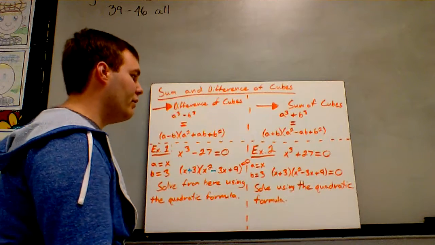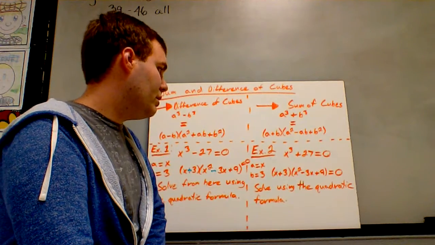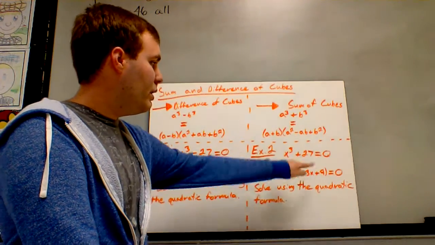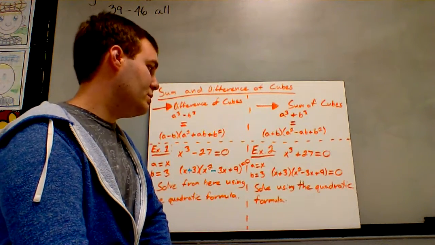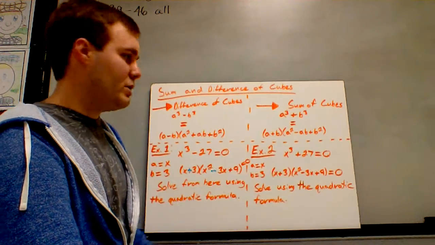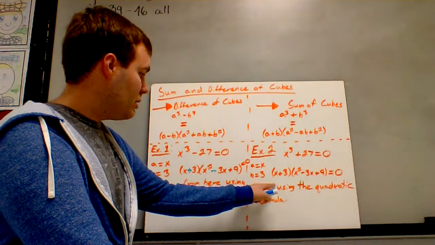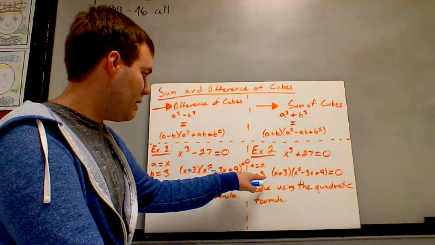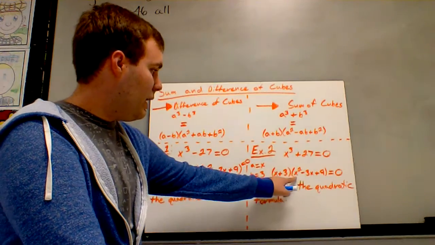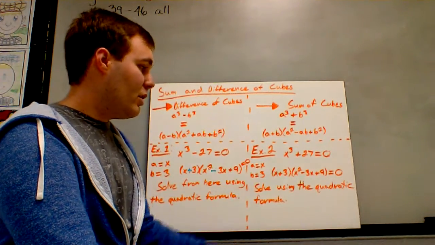So if I have x cubed plus 27 is equal to 0, well, that's 3 times 3 times 3, which gives me 27. So I don't have to change the signs here. You see the little small mistake there. So what I've got here is x plus 3. That's just my a is x, my b is 3. And then x squared minus 3x plus 9. And I set that all equal to 0.